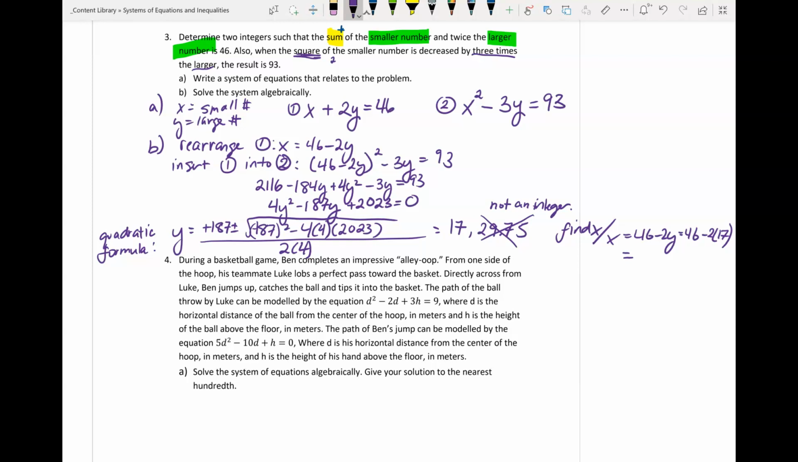So then x is going to be 12 after that calculation. So your final answer is x is 12. Y is 17. Your larger number is 17, your smaller number is 12.